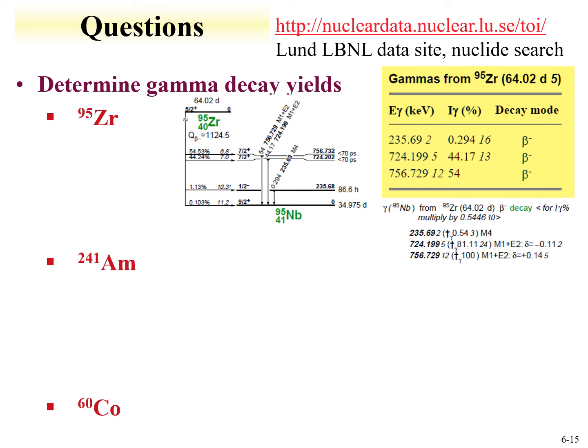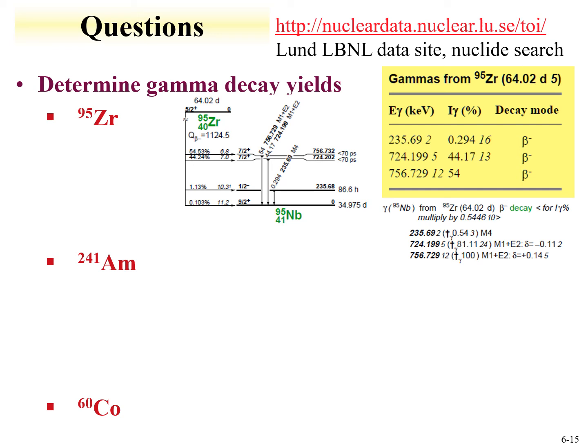So for zirconium-95, 2 photons are observed with pretty high intensities. One photon at 724 keV, one other photon at 756 keV. The 724 keV photon has an intensity of 44.17%, while the 756 keV photon has an intensity of 54%. So this means that 54% of the time for this energy photon, 44% of the time for this energy photon, those energy photons are emitted, those percentages of time for every decay.